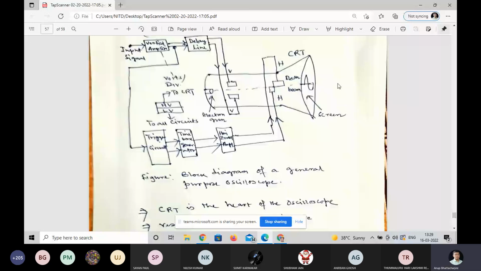This focused and accelerated beam of electrons travels from its source, that is the electron gun, to the front of the CRT, where it strikes the fluorescent material deposited on the inside face of the CRT, the screen, with sufficient energy to cause the screen to light up in a small spot.